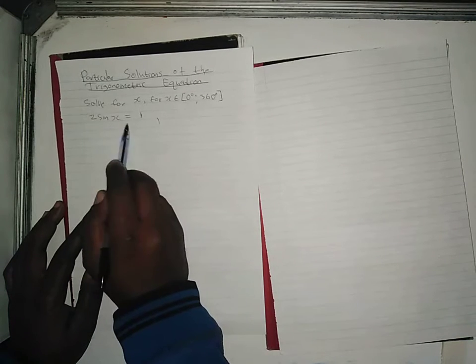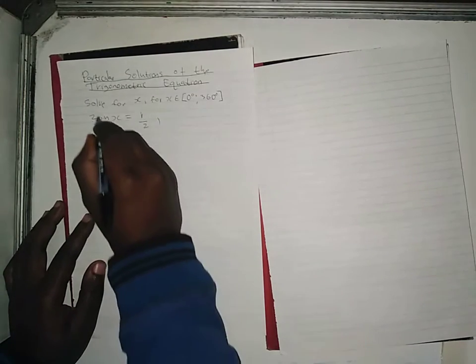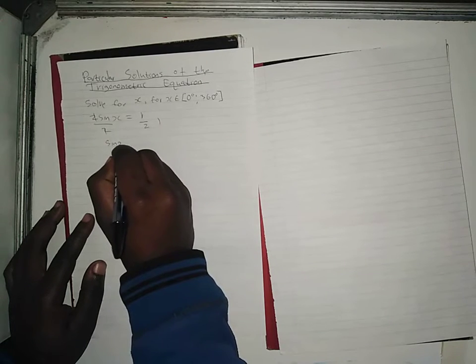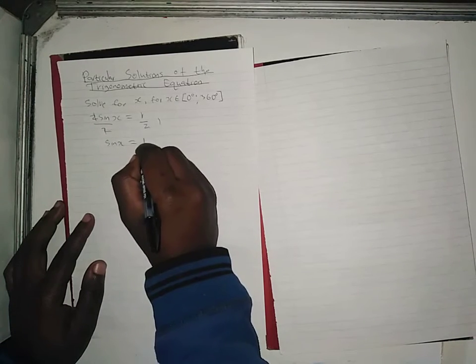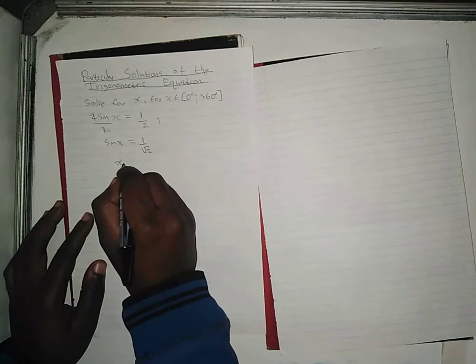First of all, guys, you must make sure that you find an angle. So how do you find an angle? First of all, you need to divide by 2 both sides. Divide by 2, divide by 2. These 2 will cancel this 2, and then we'll remain with sine x, which is equal to 1 over root 2, right?